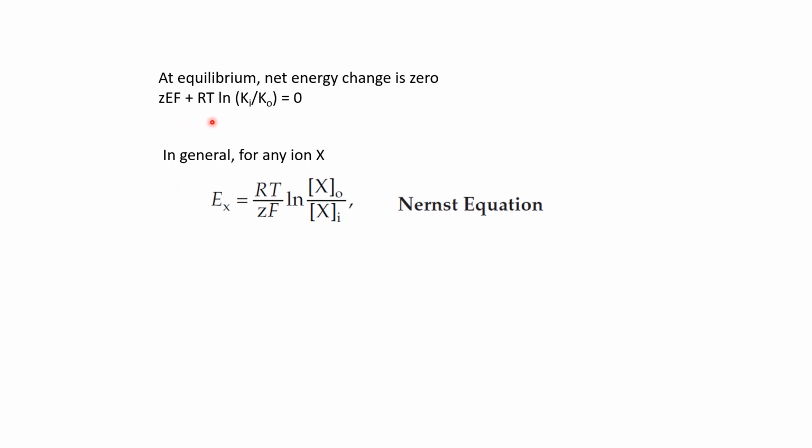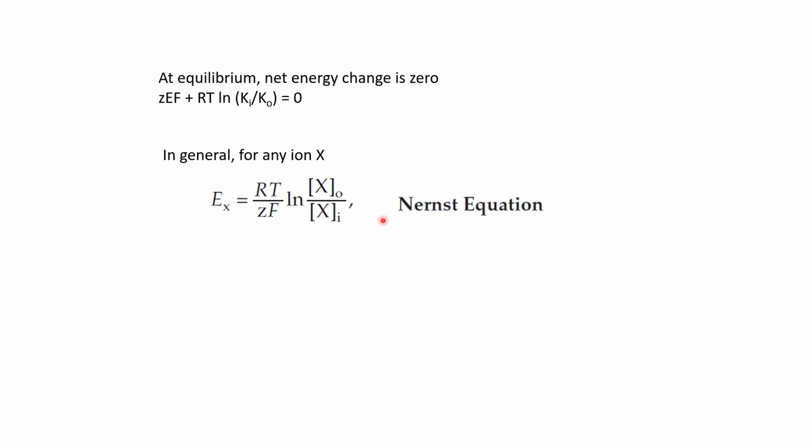So if we move the terms, we get RT ln Ki over Ko on this side with a minus sign. And since there is a minus sign, we can take the minus sign inside the logarithm, and it becomes the outside can come in the numerator and inside can come in the denominator. And Z and F go to the other side, so they also come in the denominator here. So the equation becomes the equilibrium potential Ex is equal to RT over ZF log concentration outside over concentration inside.